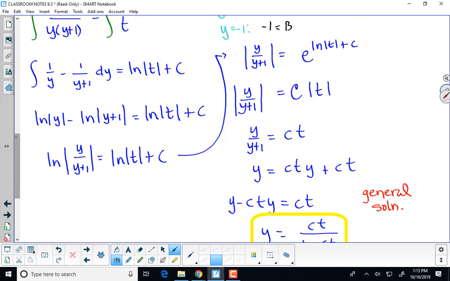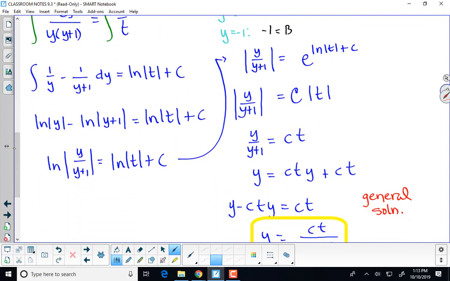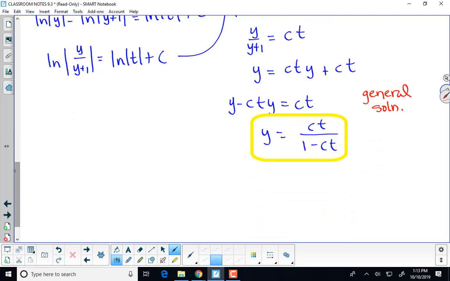So what matters is that when you plug in your initial value, you can plug it in wherever you want. You could plug it into any of these lines. If you plug it in here, you're going to find a different constant, but then you're going to reduce this. We'll try to simplify it all the way down to something that looks like this, where we have y solved for, right? And then we'll plug it in. So this is a general solution in explicit form.